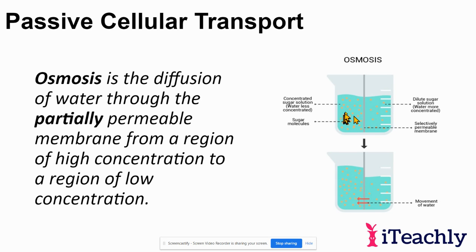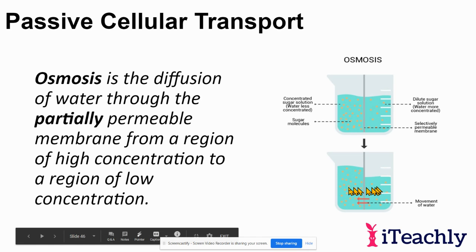So there's more water here and less water here, right? So you're talking about water. When you're talking about osmosis, you're talking about water. You're not looking at the solutes, you're looking at the water. So since there is more water here and less water here, the water should move that way. Okay. All right.